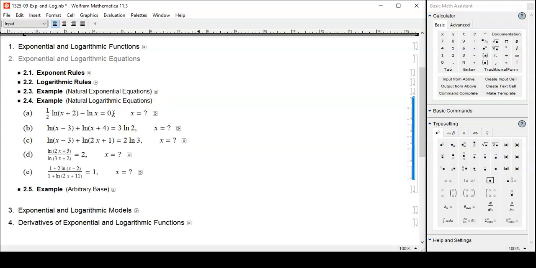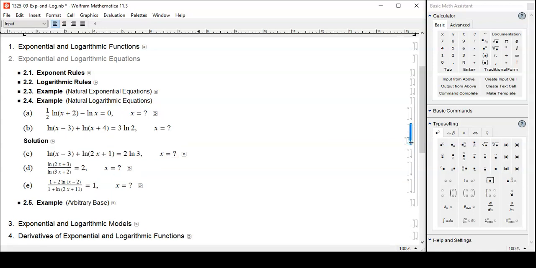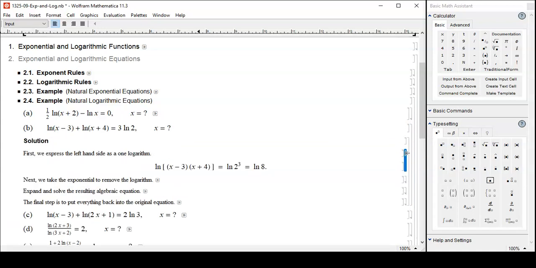Logarithmic equations. You can use some log rules. Do you have enough time? Okay, I'll just show you one problem. The key technique is to combine into a single logarithm using the log rule, log plus log, so I can combine this product, and then 2 to the third power. So this is equal to 8.